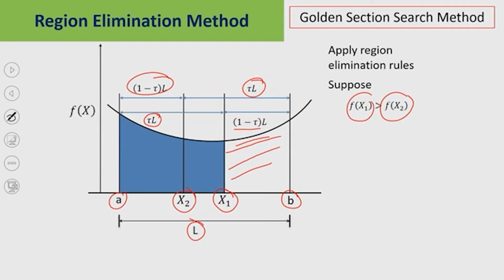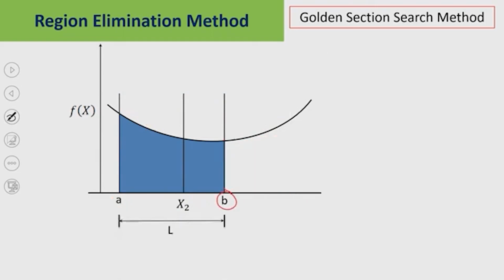Okay. So, I am yet to calculate what is the value of tau, but what I am doing here is eliminating 1 minus tau L region. Now, this will be my B now. Earlier B was somewhere here and it was x 1, now this is my B, and the new length, that is the distance between A and B, is L now.